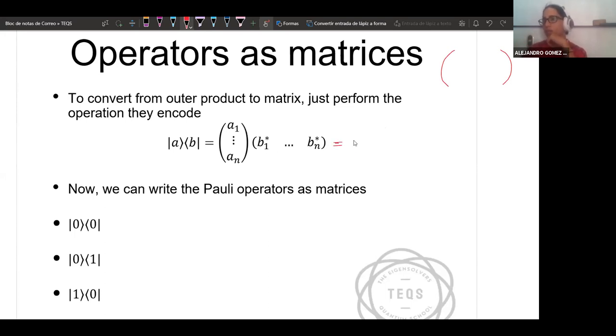And how do we do this? Well, we have this column vector A and this row vector B, which is conjugated. So we're going to write this vector A1 up to AN, and we're going to multiply the first component of the bra, B1 conjugate, by all of those. So we get to the end column, A1 up to AN, and multiply it by the last component of the bra, BN conjugate. So that's the way we multiply these two vectors, which is the outer product.